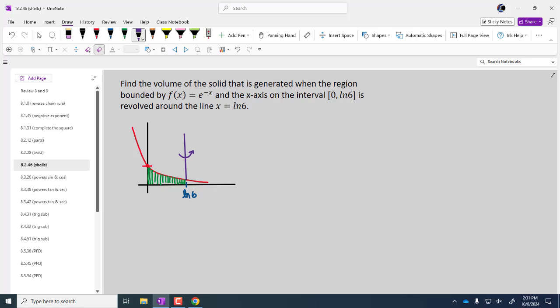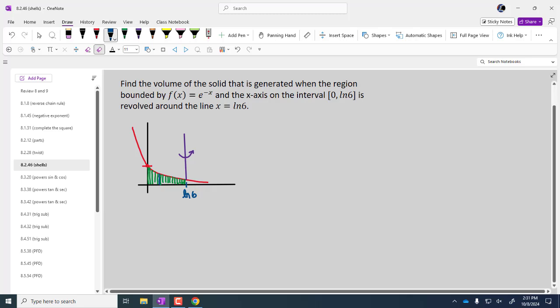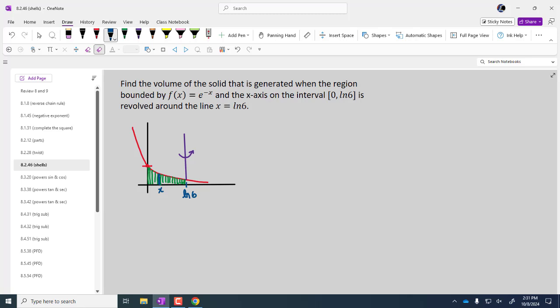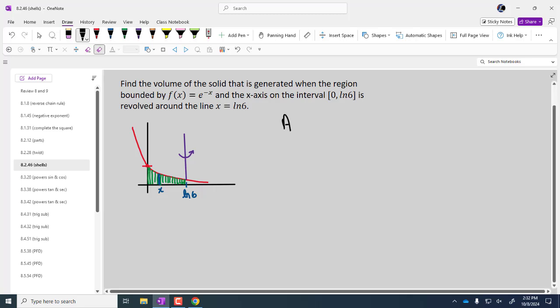All right, and we're going to use shells. So let's go ahead and draw a vertical element here. This vertical element is at a random x. It should be 100% clear by now that to create a cylinder, your axis of rotation and the element you draw have to be parallel. Cylinder, aka shell. Then we are going to ask ourselves for the area of a cylindrical shell, whatever you want to call it.